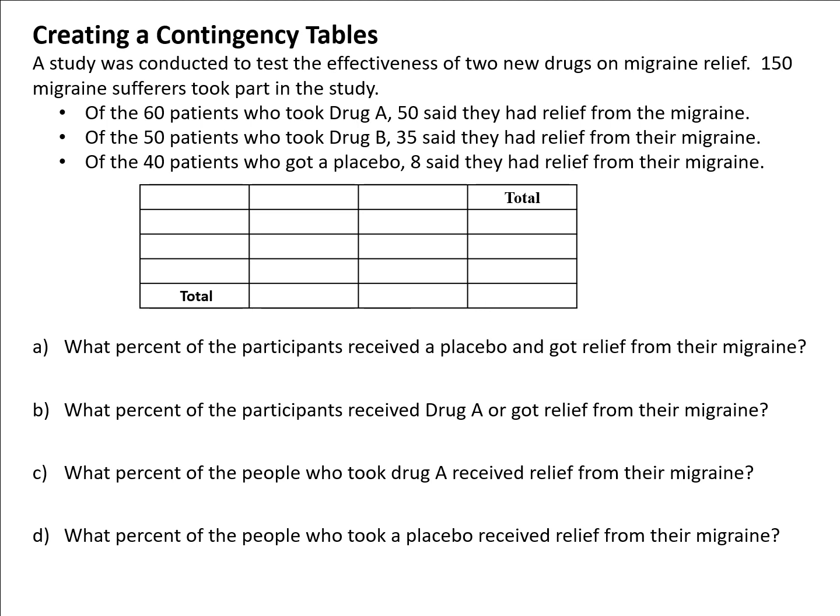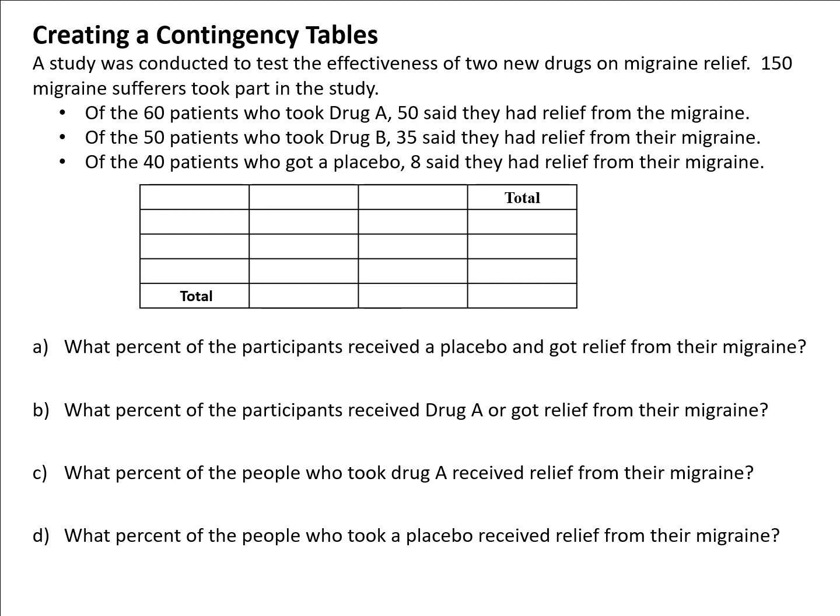In the last couple of examples, we were given a contingency table. Let's practice creating one based on information about a situation. So in this example, a study was conducted to test the effectiveness of two new drugs on migraine relief. 150 migraine sufferers took part in the study.